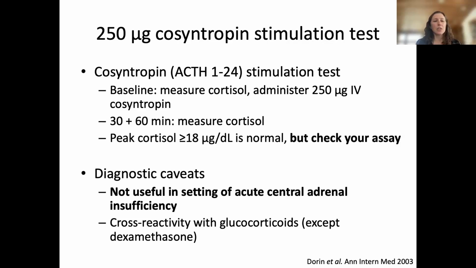In cases of acute central adrenal insufficiency, the adrenal glands will still respond to cosyntropin because they have not had time to atrophy. And it will not be until at least 6 to 8 weeks after the onset of acute central adrenal insufficiency that a patient would fail a cosyntropin stimulation test. In addition, serum cortisol assays cross-react with glucocorticoids except dexamethasone. So the patient needs to hold their glucocorticoids prior to the test.